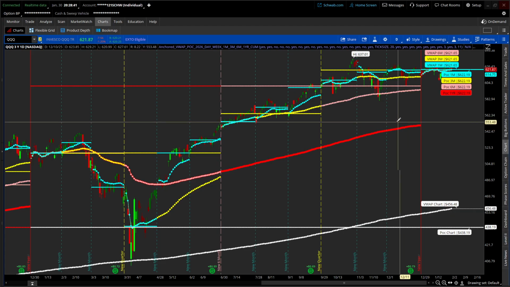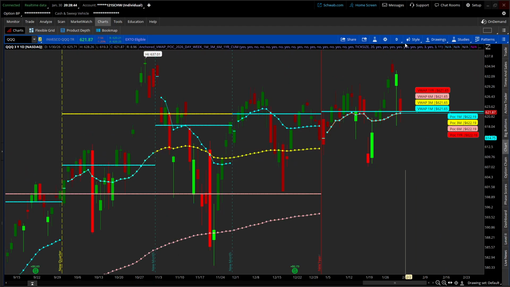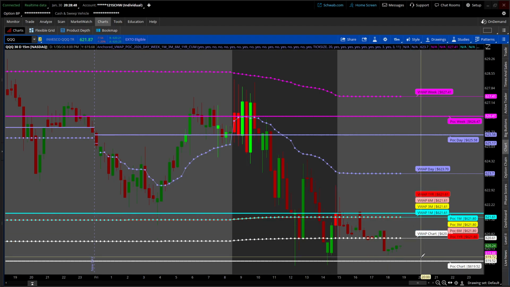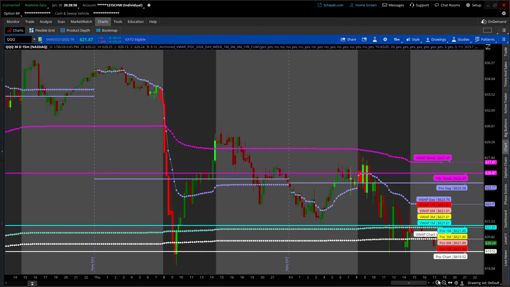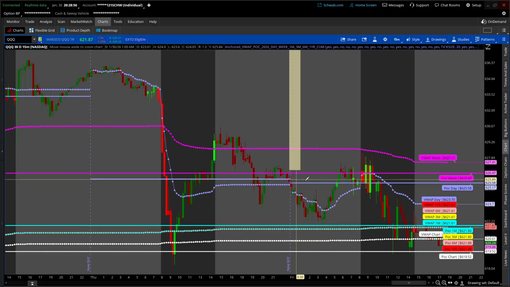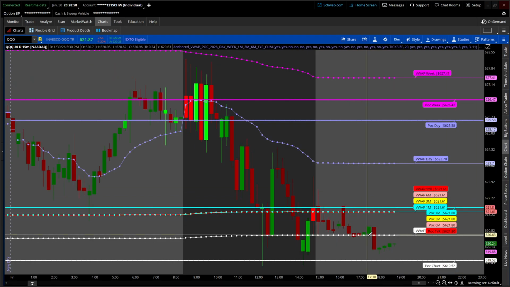So let's drill down and go to the daily, and let's look at this 30-day, 15-minute chart. And this is what it looks like. But for the most part, let's zoom in and see where we are.